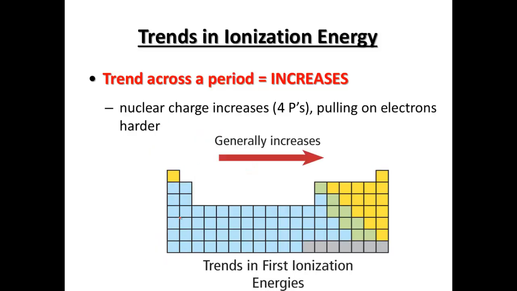Our other trend is, as you go across the period, it's going to be more difficult to pull those electrons away. As we go across, the nuclear charge, known as our 4 Ps, the proton pulling power, is going to make it harder and harder for those electrons to be pulled away. So it's going to be very difficult to pull the electrons away over on this side, and easier on this side. So easy versus difficult. Those are our trends for the ionization, and that's for the first ionization.